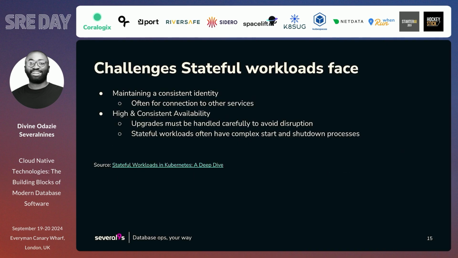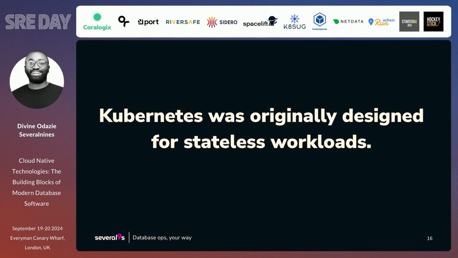And stateful workloads are generally characterized by some challenges, in the aspect of maintaining a consistent identity, like database connections, over time, and also dealing with day-two operations: upgrades, patches, and backups. So these are challenges that stateful workloads face, just by being stateful workloads, whether on a VM or bare metal or wherever you deploy. Then, if you didn't know, Kubernetes was originally designed for stateless workloads.